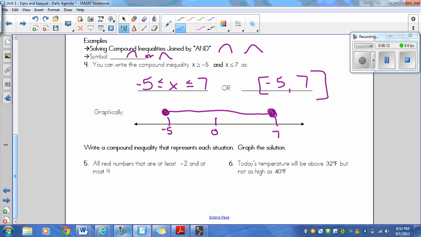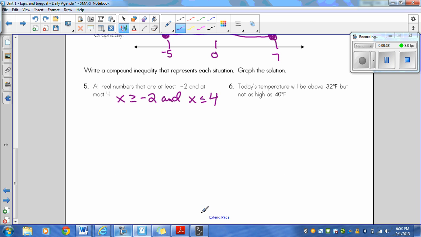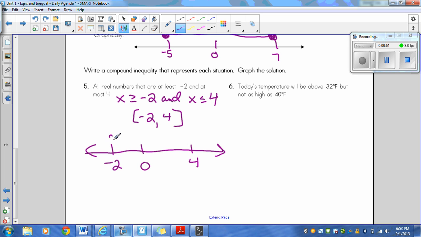All real numbers that are at least negative 2 and at most 4. All right, at least means negative 2 or more. So x is greater than or equal to negative 2. And at most means 4 is the biggest number, so x is less than or equal to 4. You could also write this in the bracket notation, and you could say between negative 2 and 4. And if you graphed it, it would be negative 2, here's my 0, here's my 4. And we are in between these two, and we're including them.